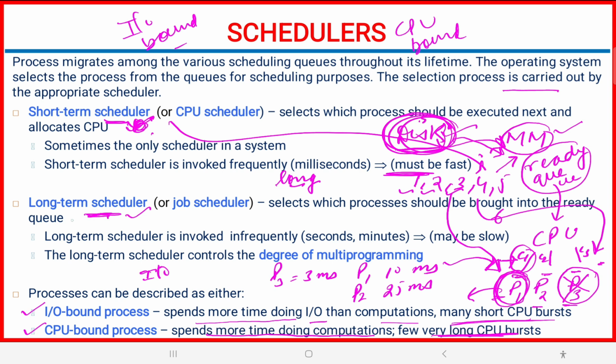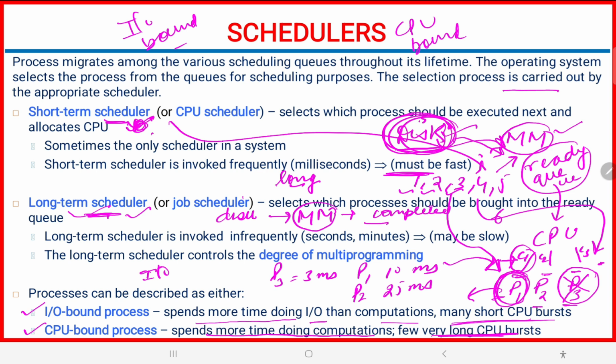The degree of multi-programming is stable if the average rate of process completion is the same as that of process creation. Suppose we want a stable degree of multi-programming. Then the long-term scheduler will bring a process from the disk onto the main memory only if some of the processes already in the main memory have completed their execution.